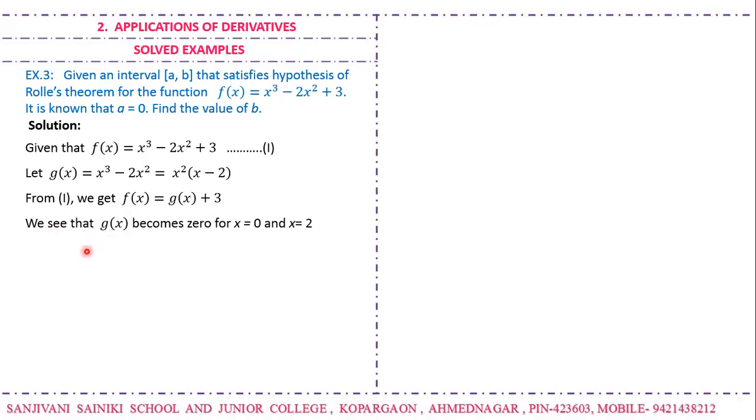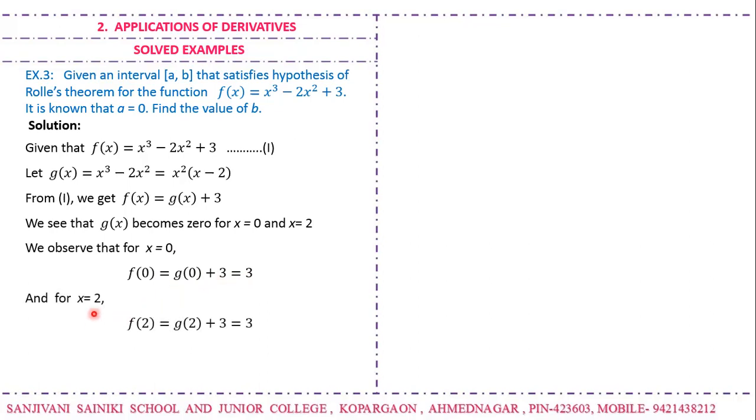Now we see that g of x becomes 0 for x is equal to 0 and x is equal to 2. So we observe that for x is equal to 0, f of 0 is equal to g of 0 plus 3, which is 3. And for x is equal to 2, f of 2 is equal to g of 2 plus 3, which is 3. So at both these points, x is equal to 0 and x is equal to 2, f of 0 is equal to f of 2.